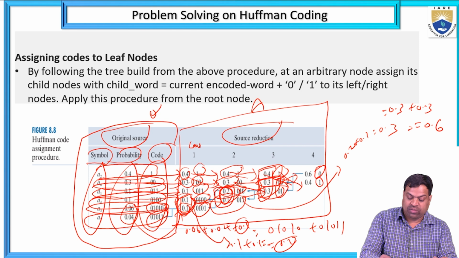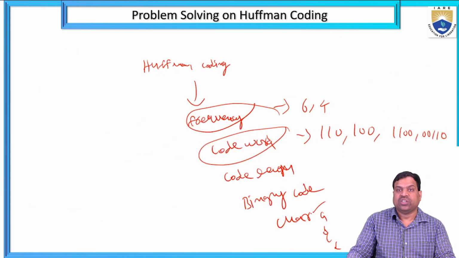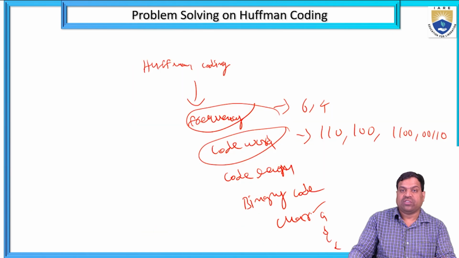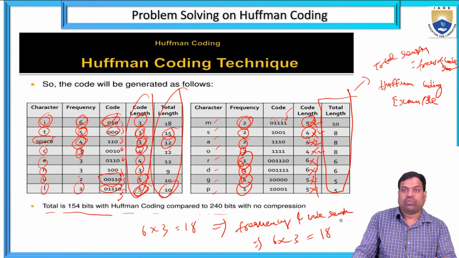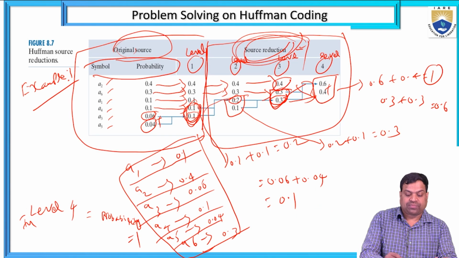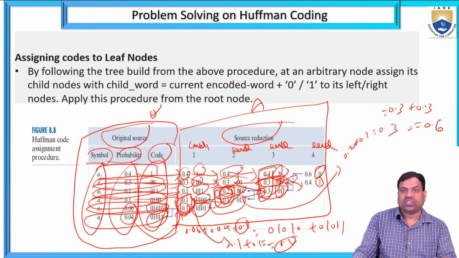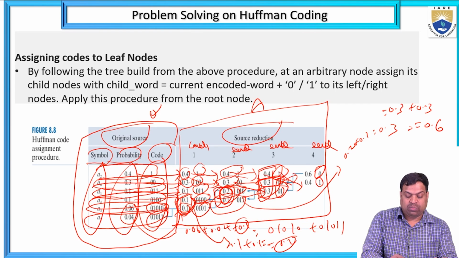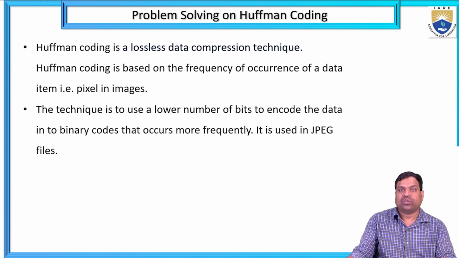So it is level 1, level 2, level 3 and level 4. So it is the original source with source reduction. In the previous example, character, frequency, code, code length and code word were there. But here symbol and probability are there and converted to the source reduction. But here symbol, probability and code are there, and within the 4 levels the probability is 1. So, continuation of this one.